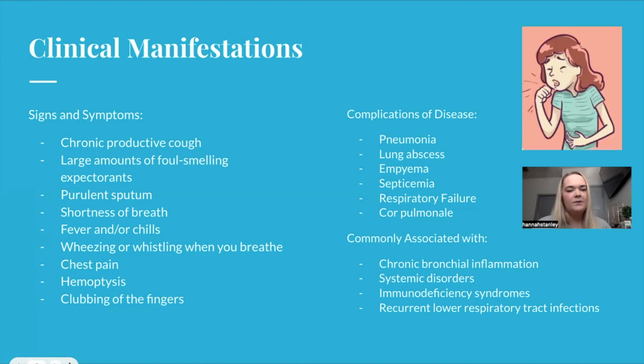Bronchiectasis is commonly associated with other respiratory conditions that involve chronic bronchial inflammation, such as atelectasis, aspiration of a foreign body, infection, and cystic fibrosis. It is also associated with systemic disorders such as rheumatological disease and inflammatory bowel disease, as well as immunodeficiency syndromes like AIDS and recurrent lower respiratory tract infections.